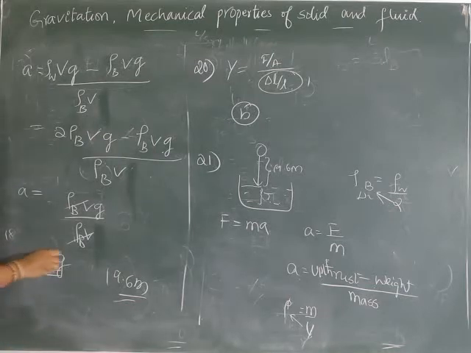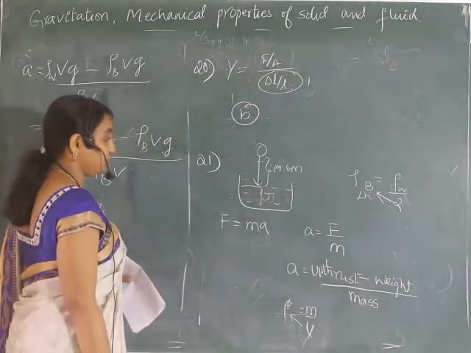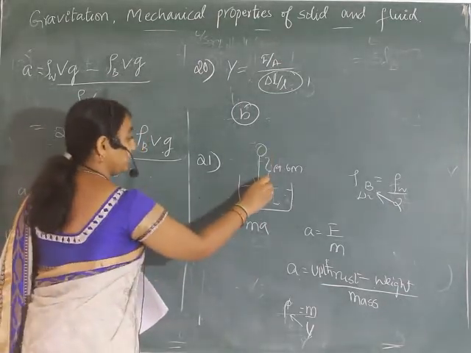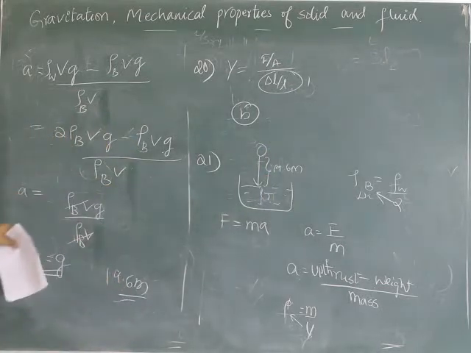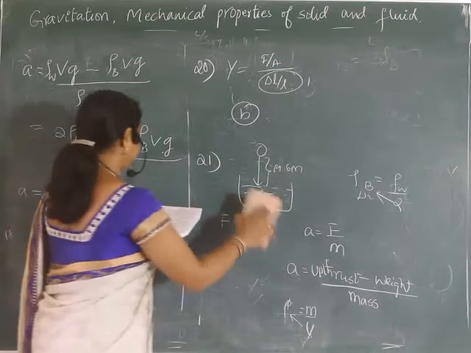Since the acceleration with which it is coming down is equal to acceleration due to gravity, whatever height it has taken to reach the water, the same height it will go down. So the answer is B. Answer is B. Next.